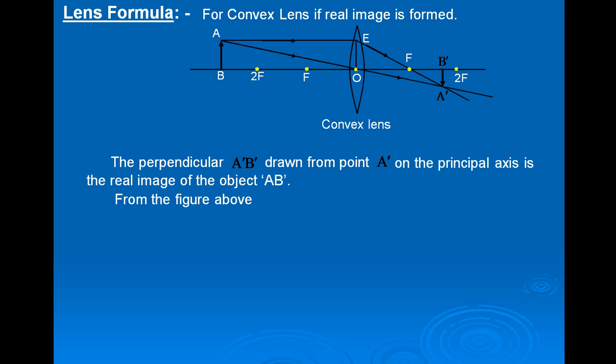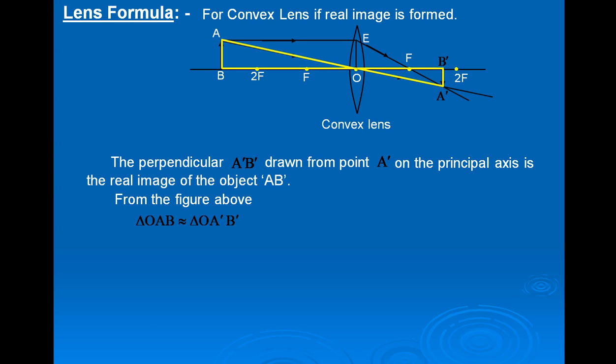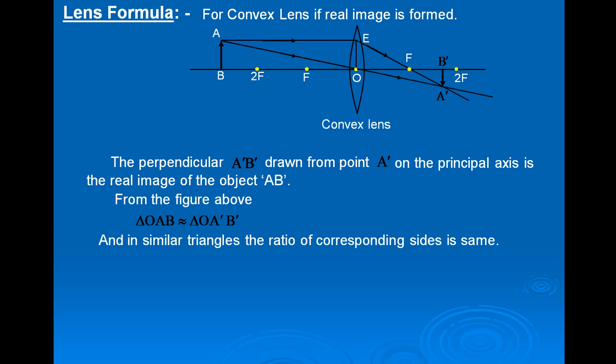Now from the diagram above, triangle OAB is similar to triangle OA dash B dash. And in similar triangles, the ratio of corresponding sides is the same. Therefore, AB upon A dash B dash is equal to OB upon OB dash. Put it equation number 1.